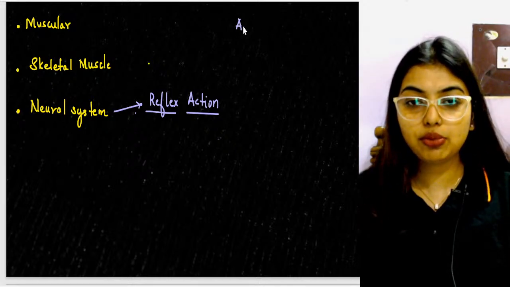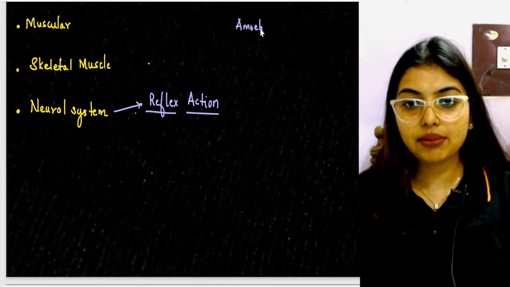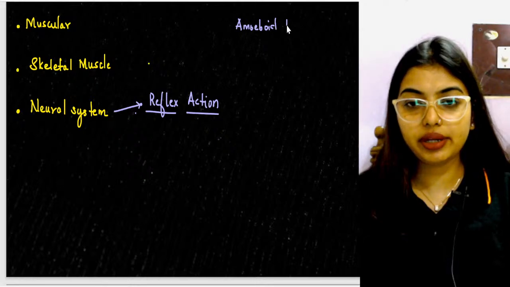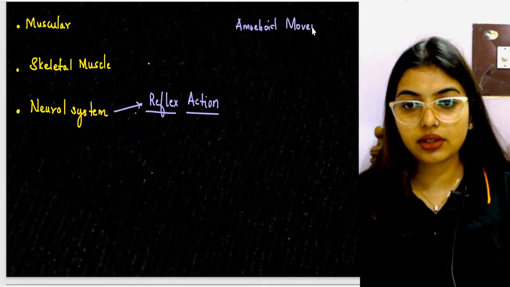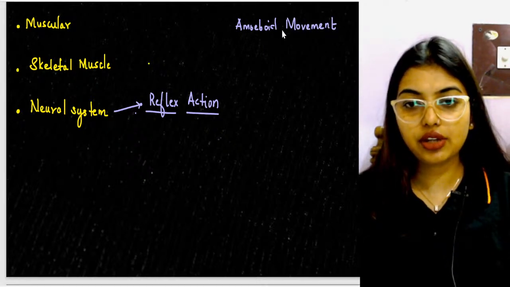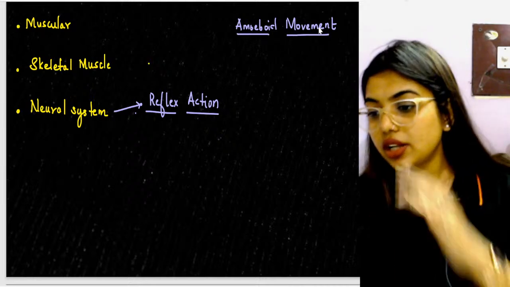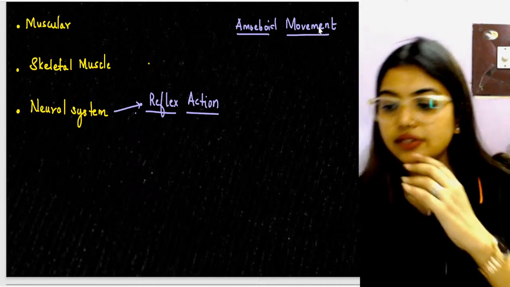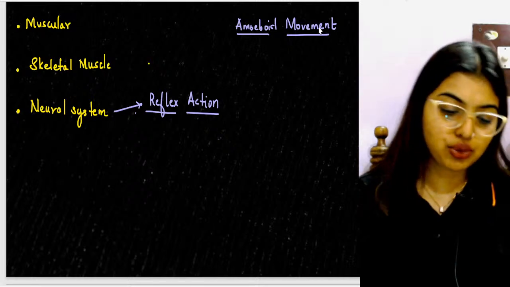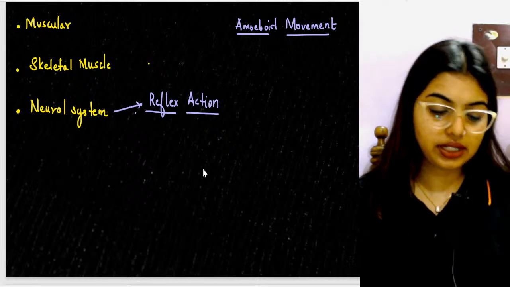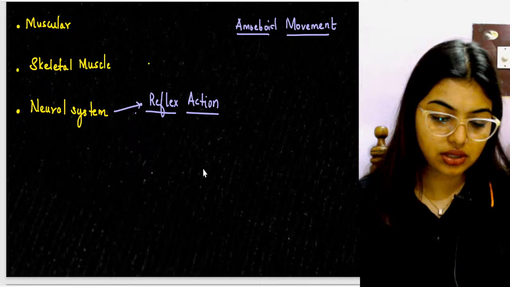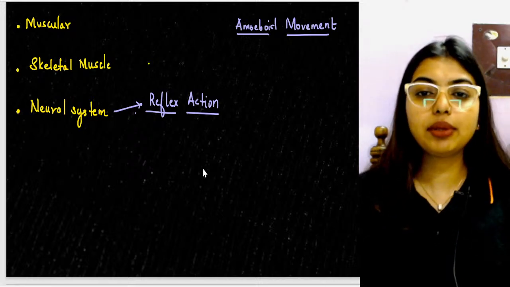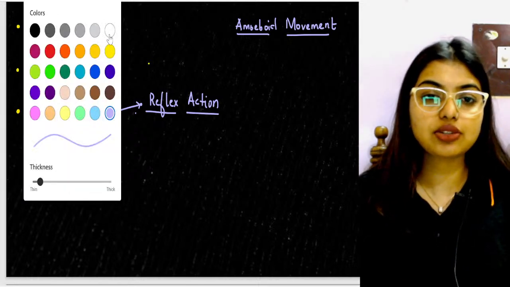So amoeboid movement is going to happen in what? If I write in this corner, are you able to see? Yes, very good, Panda. Neuron. Okay, I think you can see, no? Wait, I have to wait for this to load. It is seen.